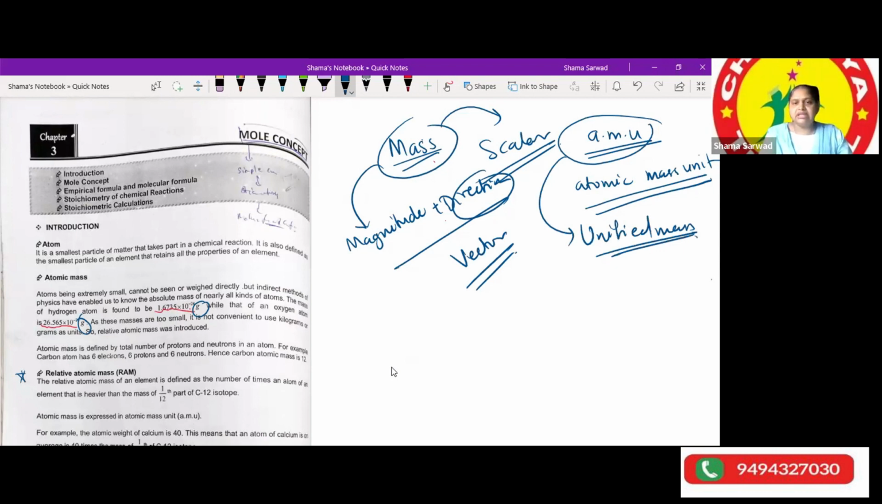Suppose I have to write the atomic mass for carbon. The atomic mass of carbon is nothing but 12. So I will write 12 unified mass, 12 units. If for nitrogen it is 14, then I'm going to write 14 units. And if I have to write for oxygen, it will be 16, so I'll write 16 units. Clear?